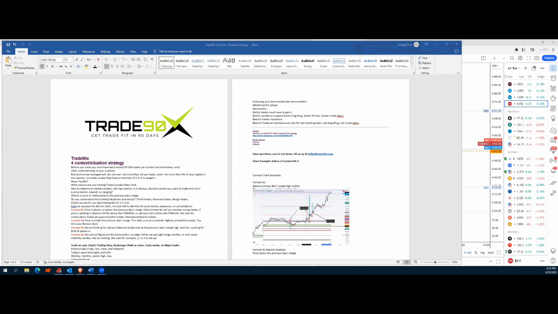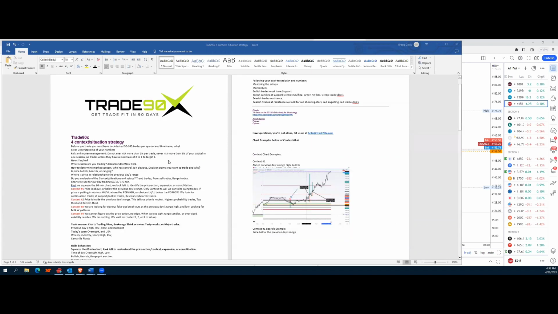Trade90X Get Trade Fit 90 Days kind of lesson review on our Trade90X for context situation trading strategy that we use for fast swing trades. We use the 15 and 60 minute as our anchor chart, down to our 1 to 5 minute. Today I'm going to review what our Trade90X for context and situation strategy is. So what I'm going to do is go through this worksheet, and then we're going to go right to the chart.